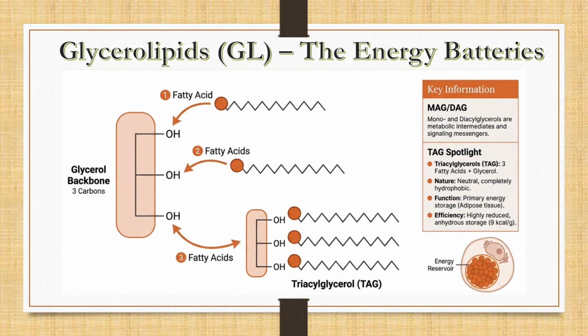Biologically, glycerolipids function primarily as long-term energy storage molecules. They are stored in adipose tissues in animals and in oil bodies in plants. Beyond energy storage, they also provide thermal insulation and mechanical protection. When energy demand increases, glycerolipids are hydrolyzed to release fatty acids for metabolism.